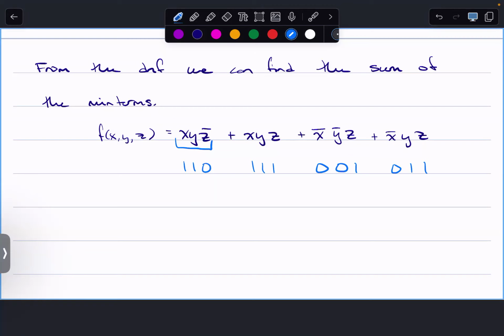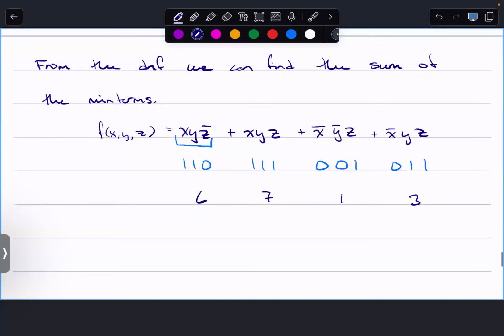We can convert these to numbers, and you guys are way better at this than I am. 1, 1, 0. I have to cheat and think about the truth table. Is it 6? How about 1, 1, 1? I'm going to go for 7. Oh, yes, it says 7. Then 0, 0, 1 is 1, and 0, 1, 1 is 3.